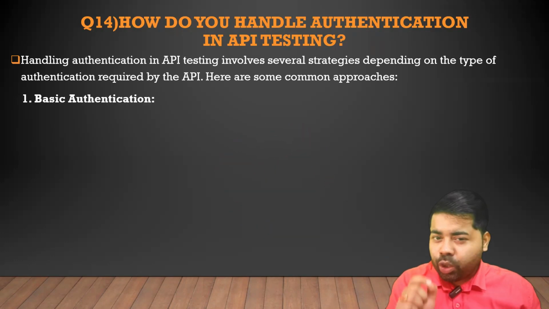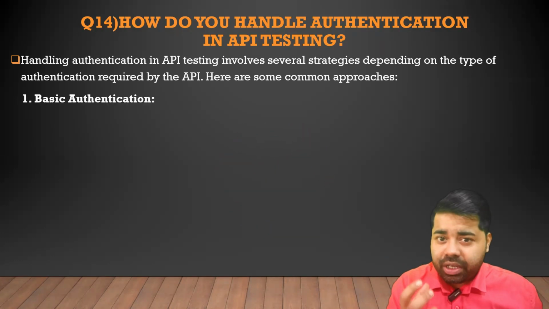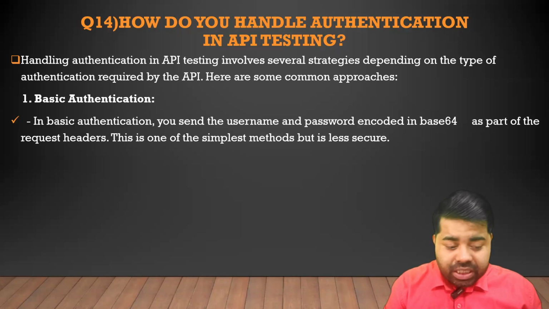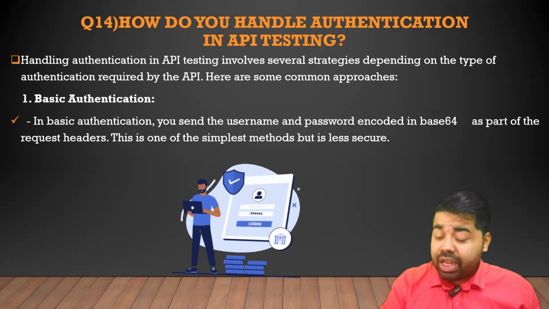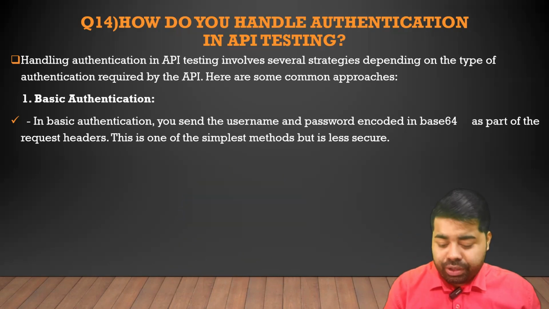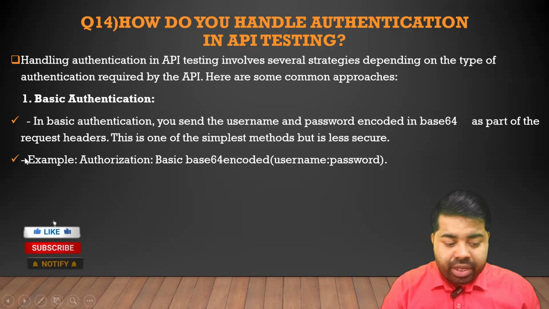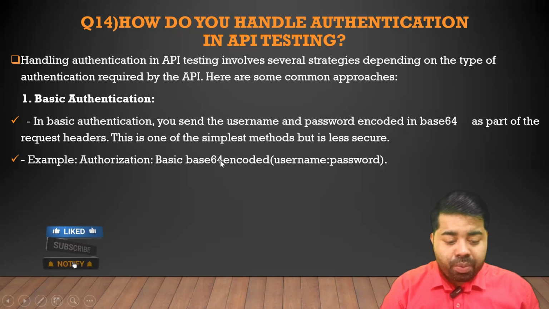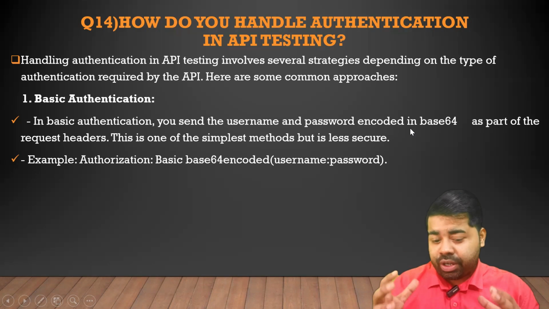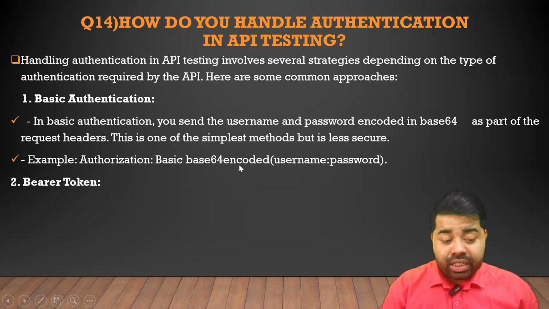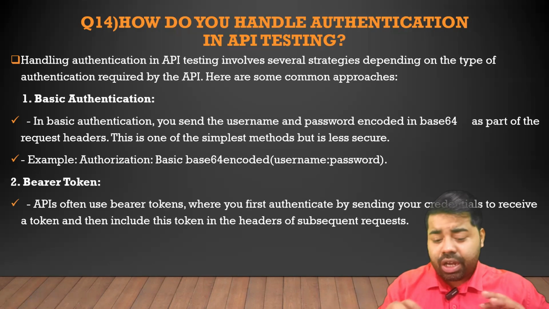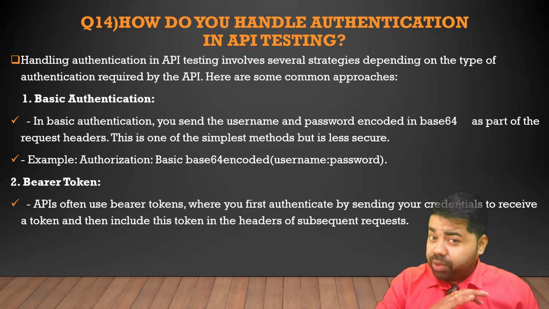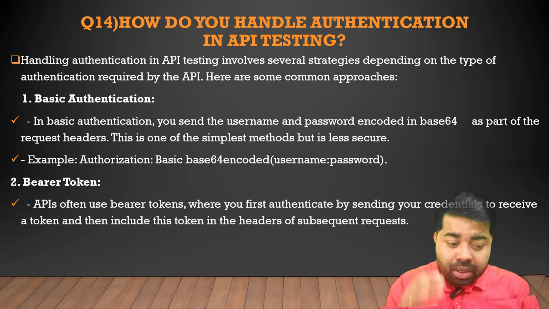First, we have basic authentication. In basic authentication, we send a username and password encoded in base 64. I have given one example, so this is how we send it encoded in base 64. But this is less secure. Someone can easily decode this authentication, but we have different types of authentication, like the bearer token.